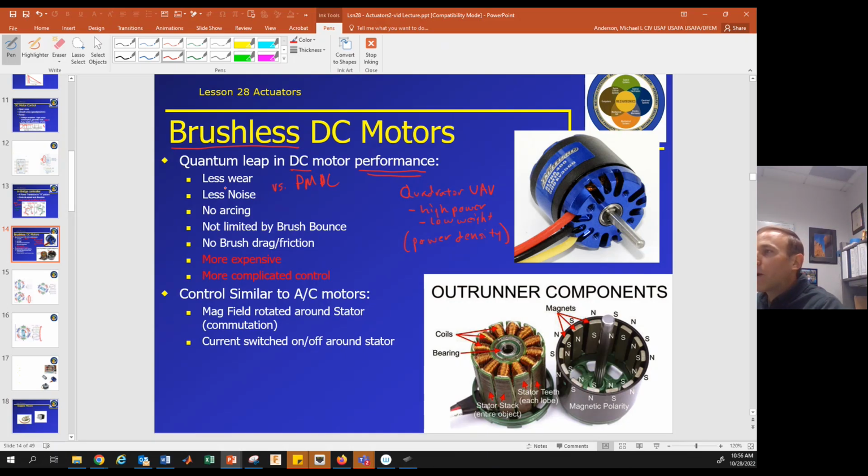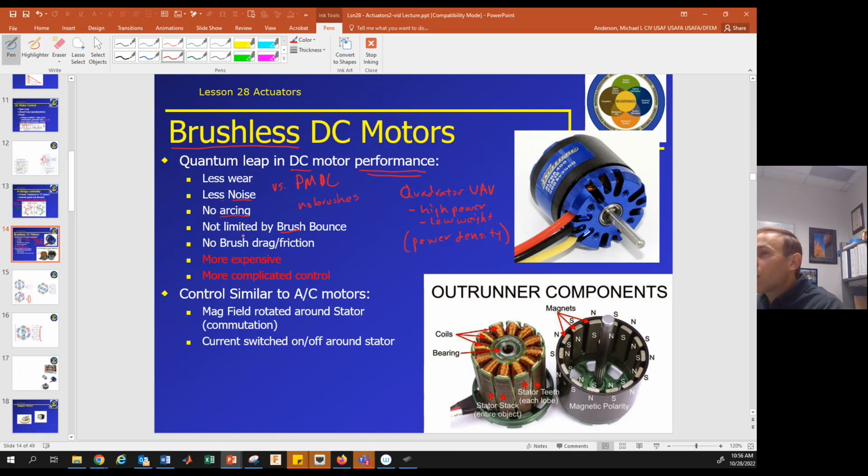Okay, so less wear, because in a brushless motor, there are no parts in contact that are rubbing against each other. You do have a shaft that's riding on bearings, but remember in the permanent magnet motor, you had brushes that were basically sliding across a commutator. We don't have that. So no brushes. That's why it's called a brushless motor. So because of that, you get less noise, we get less arcing or no arcing.